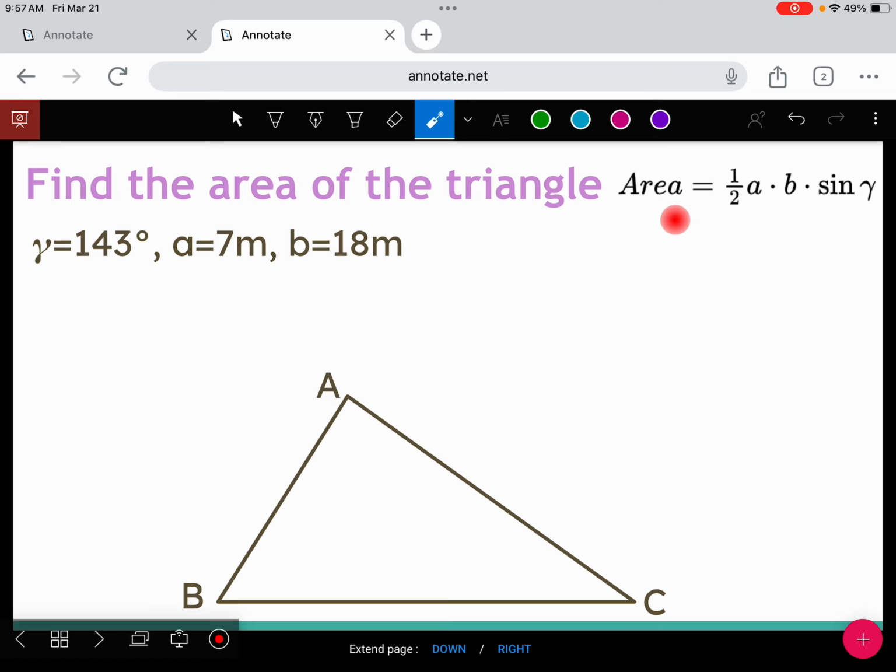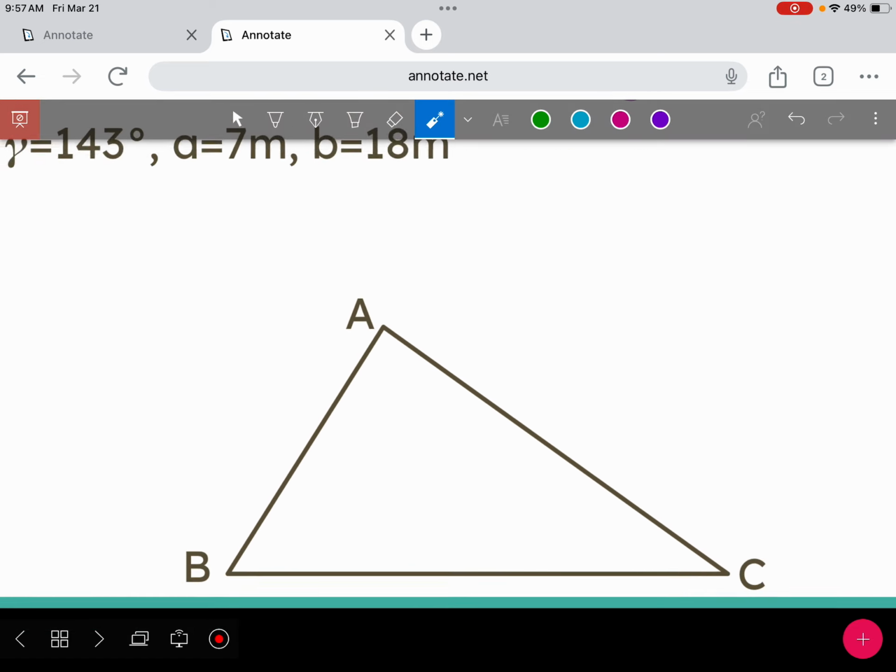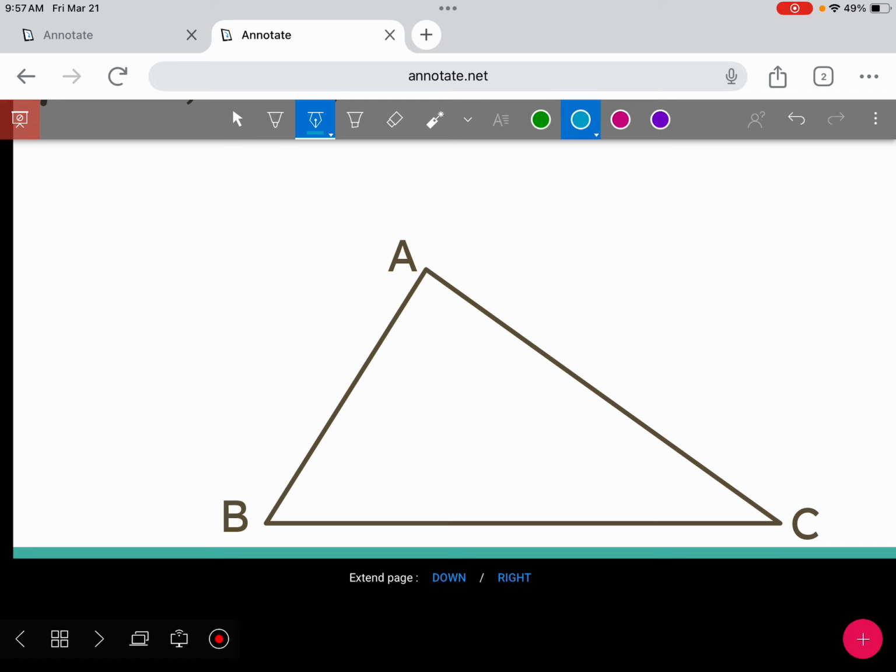I've got our area formula up here. We're given gamma of 143. Side A is 7 meters. Side B is 18 meters. So the first thing I'm going to do is label stuff. Angle gamma, that's this guy here at point C, they're telling us is 143 degrees. It does not matter if it is to scale or not, because we're looking at the relationships. So yes, that is an acute angle, and 143 should definitely be obtuse. The policy still holds.